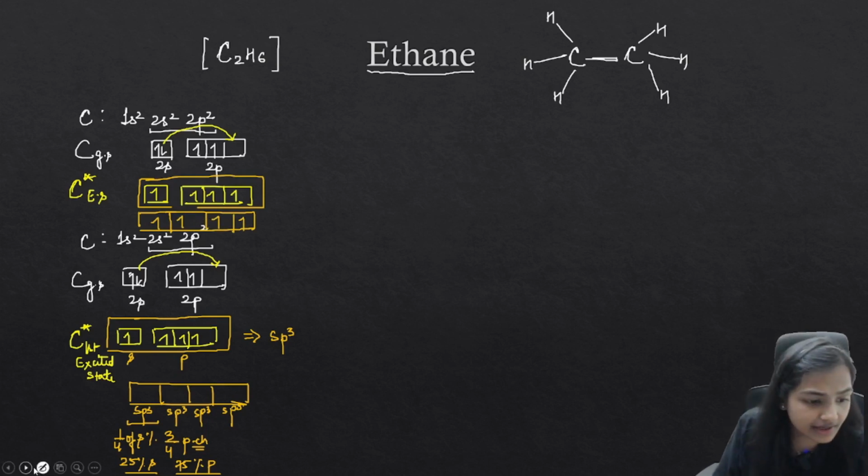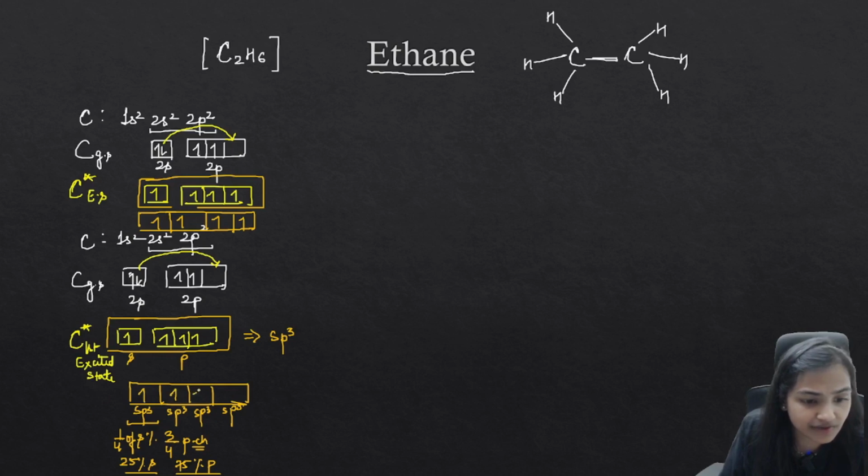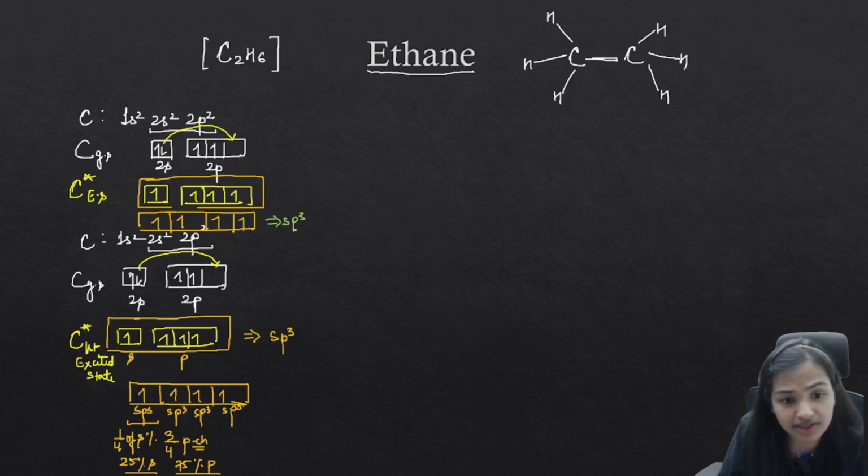Now guys, here you will notice that they all have one unshared pair of electrons. So when they all have one unshared pair of electrons, they will undergo overlapping. These are also the sp3 hybridized orbitals, and these are also the sp3 hybridized orbitals. Let me draw the structure.